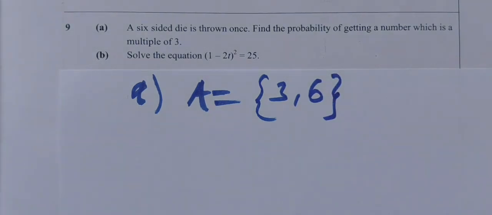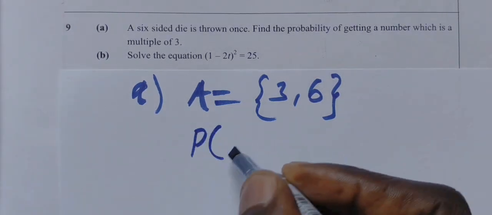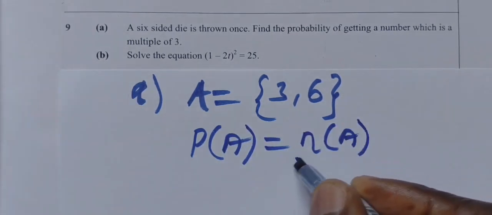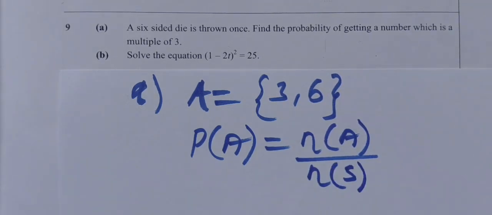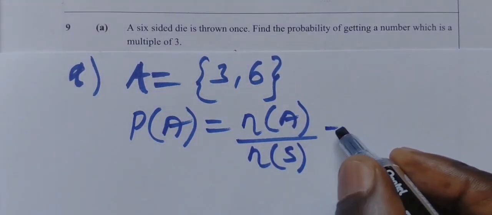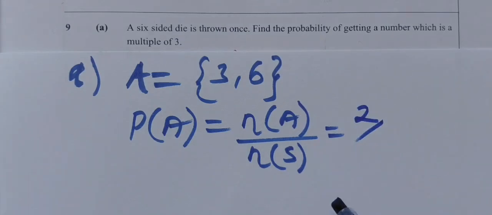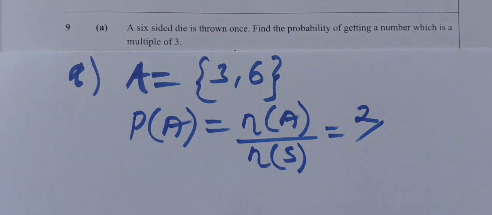Okay, from 1 to 6, only 3 and 6 can divide 3. So then this simply means that to get the probability of event A, this will be n(A), the number of elements in A, over the number of elements in the sample space. And for the sample space, this has 6 elements. So then this is going to equal, in this set, we have 2 elements. So this is 2 over, then in the sample space, we are dealing with numbers from 1 up to 6. So meaning this is 6.